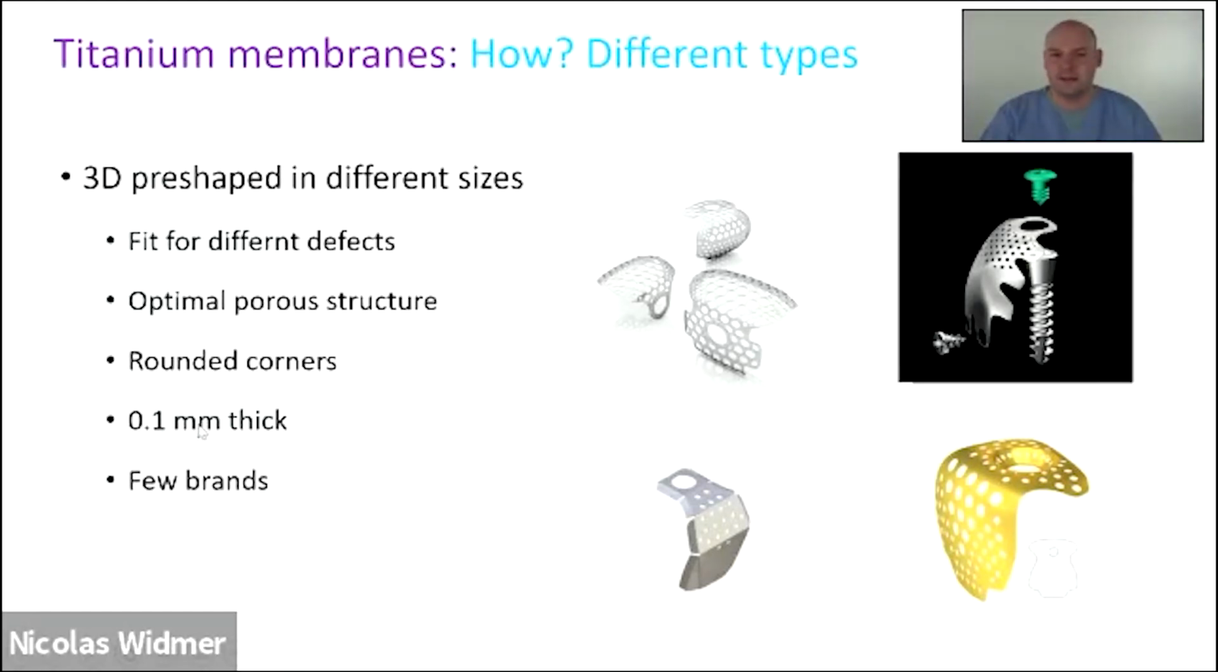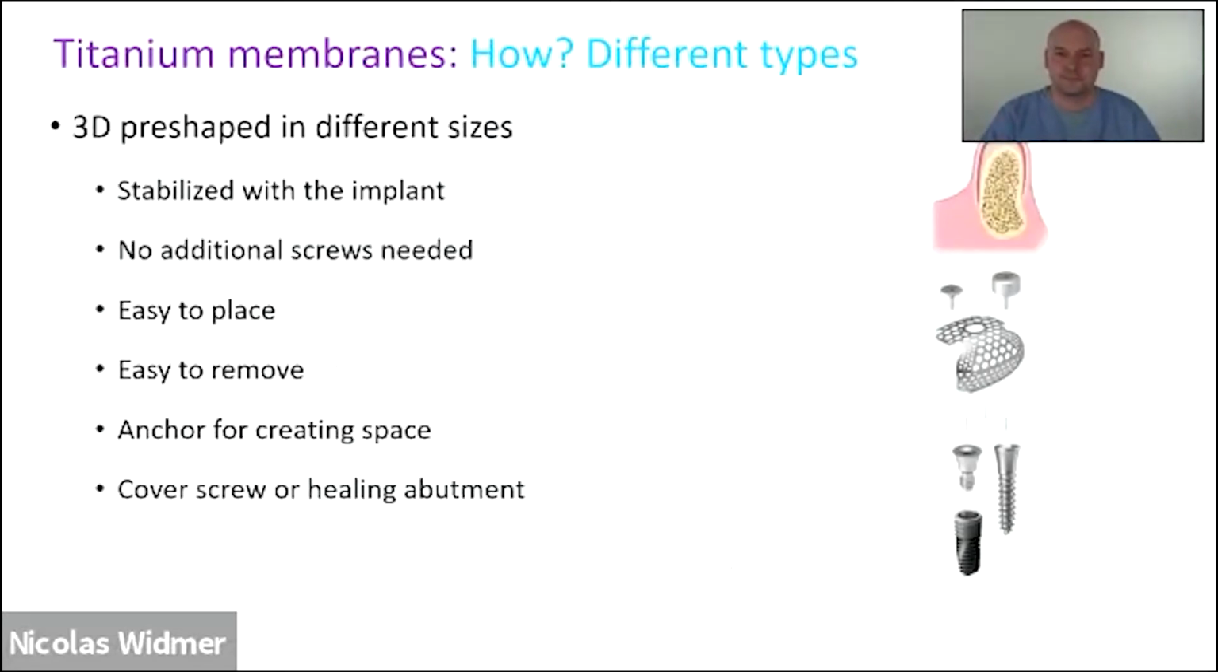They are very thin, 0.1 millimeters. They have rounded corners, they have an optimal structure, and the main advantage is that you fix them with the implant. How does it work? We have here an implant, and then the membrane, in the case of a bone level implant, is not placed directly on the implant shoulder. You have a space maintenance by a so-called anchor screw. And then you fix the membrane on the anchor with either a cover cap or a healing abutment, depending on the case.